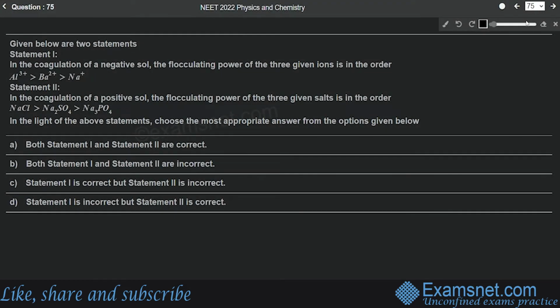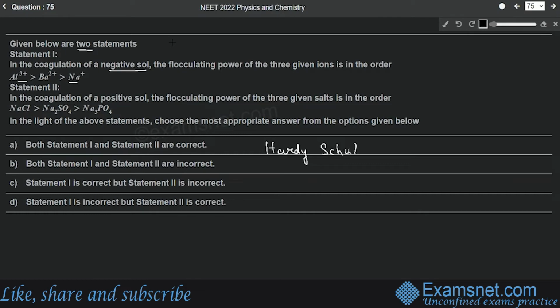Question number 75 is from the chapter Surface Chemistry. Here we are given two statements. First statement is, in the coagulation of a negative sol, the flocculating power of the three given ions is in the order. So from aluminium ion to sodium ion, the flocculating power is decreasing. Now how can we determine if the statement is true? We'll use a simple rule here that is known as Hardy-Schulze rule.